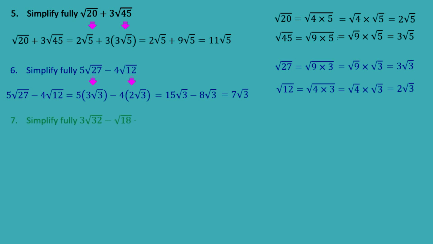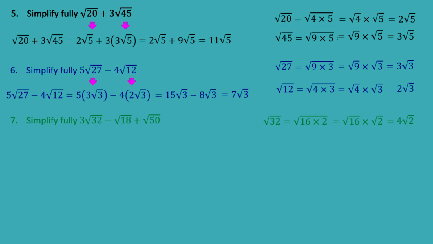Question 7 looks quite complex, but you will see that when we simplify all the roots fully, they simplify to an integer times root 2, enabling us to add and subtract them. Let's start with the root of 32. 32 is 16 times 2, so root 32 is root 16 times 2, which is root 16 times root 2. Root 16 is 4, so the root of 32 simplifies as far as possible to 4 root 2.